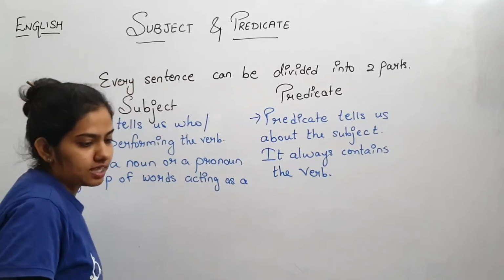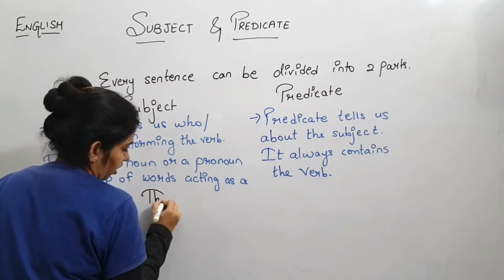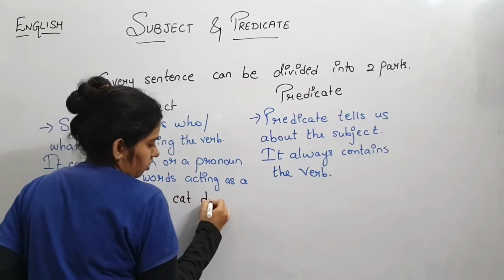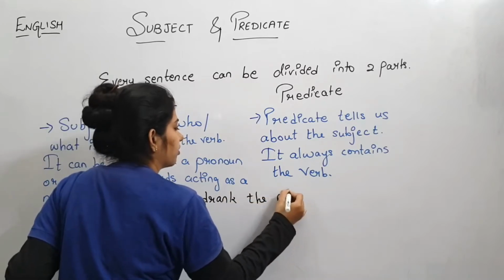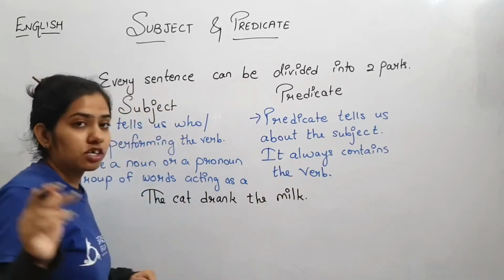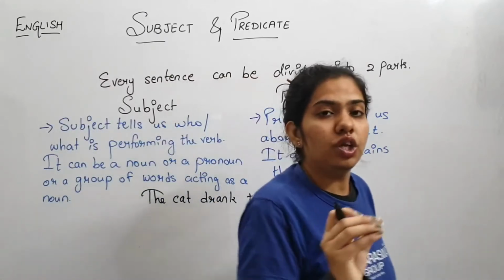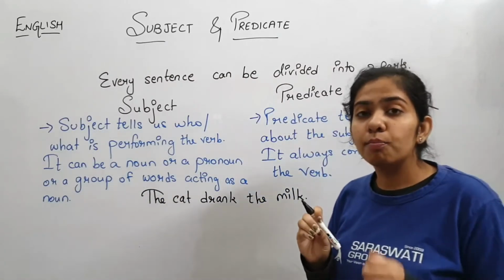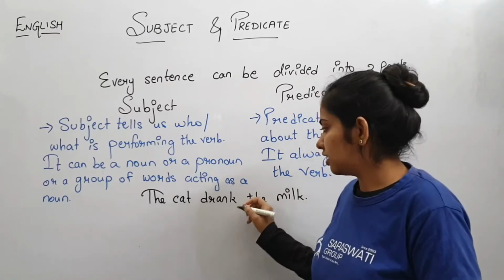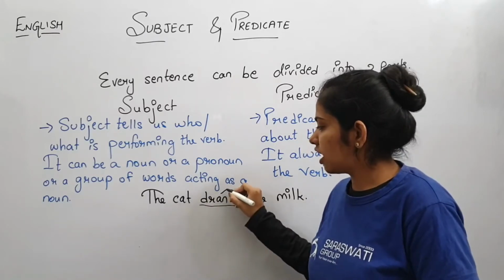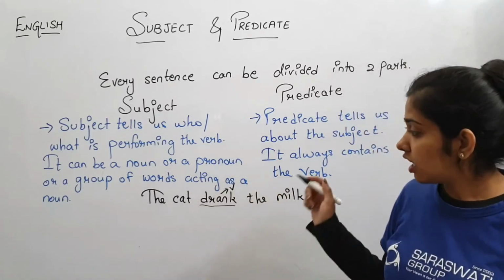If I say that the cat drank the milk. The cat drank the milk. Now, first of all, to find the subject, you need to identify the verb. तो पहले तो आपको verb को identify करना है. तो verb कौन सा है? Action word, that is drank. तो drank क्या हो गया? वो हमारा verb हो गया. Drank is a verb, right?